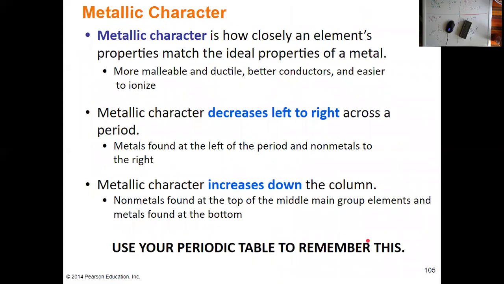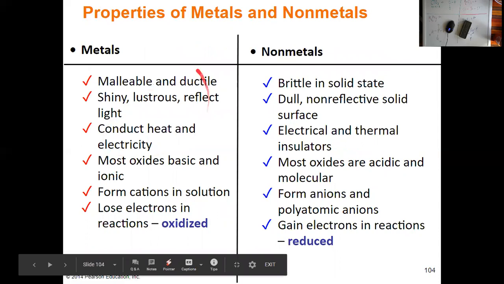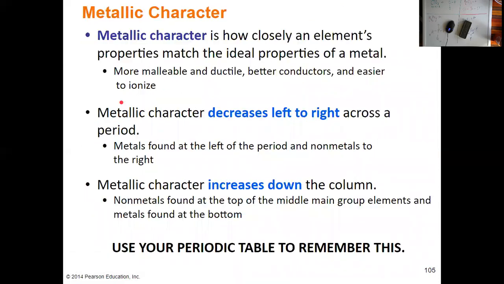We can actually look at the periodic table to determine the metallic character of a particular element. Honestly, this has much less to do with memorization. You can do most of this just by looking at your periodic table, okay? So when we say that something has metallic character, that means that it's hitting a lot of these points over here on the metal side. It's exhibiting a lot of these properties.